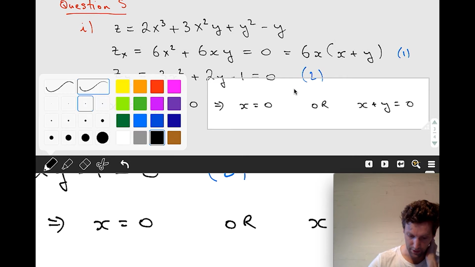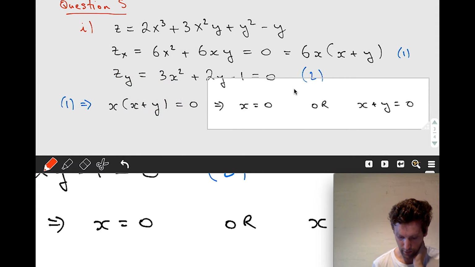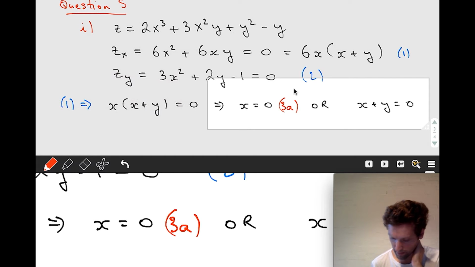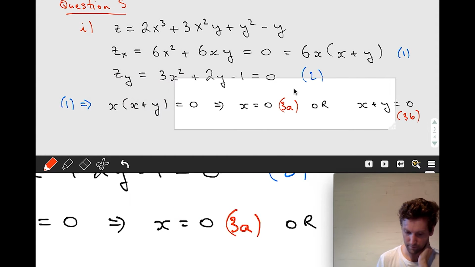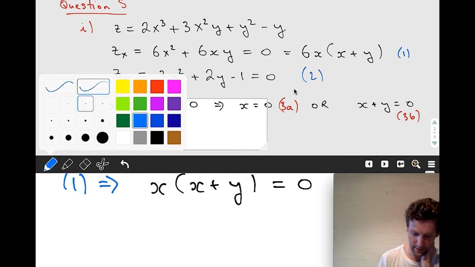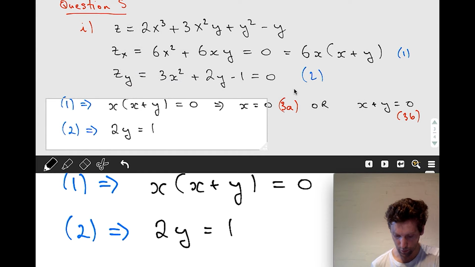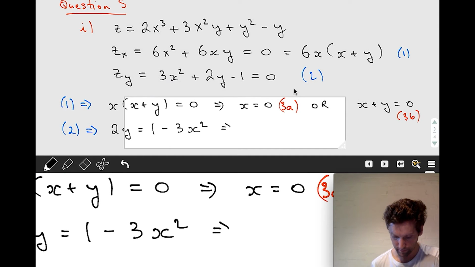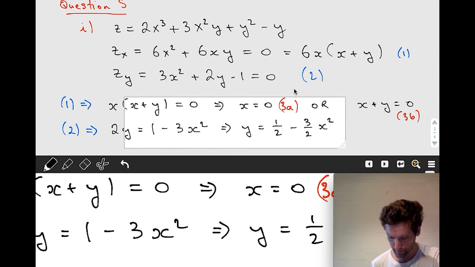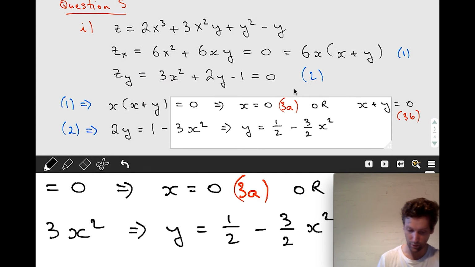So let's label those two options: let's call them 3a and 3b. We also have that from expression 2, if I do a little rewriting, I get 2y is equal to 1 minus 3x squared. Or if you like, y is equal to 1/2 minus 3 over 2 x squared. And let's call that expression 4.